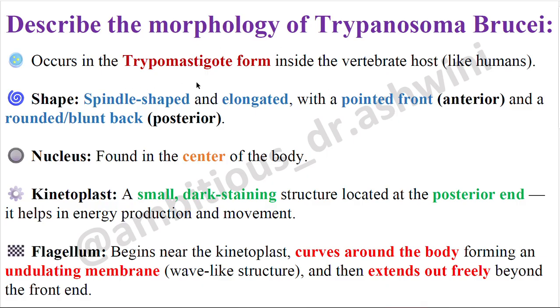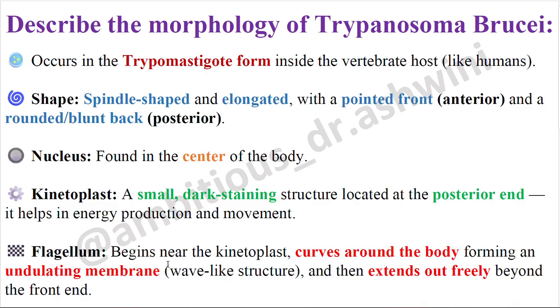It occurs in trypomastigote form inside the vertebrate host like humans. The shape is spindle shaped and elongated with a pointed front, which is the anterior part, and a rounded or blunt back, which is the posterior part. Nucleus is found in the center of the body. Kinetoplast, a small dark staining structure located at the posterior end. It helps in energy production and movement.